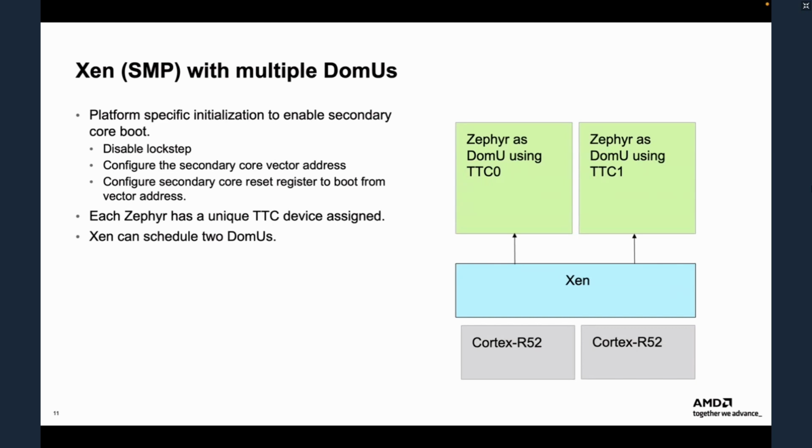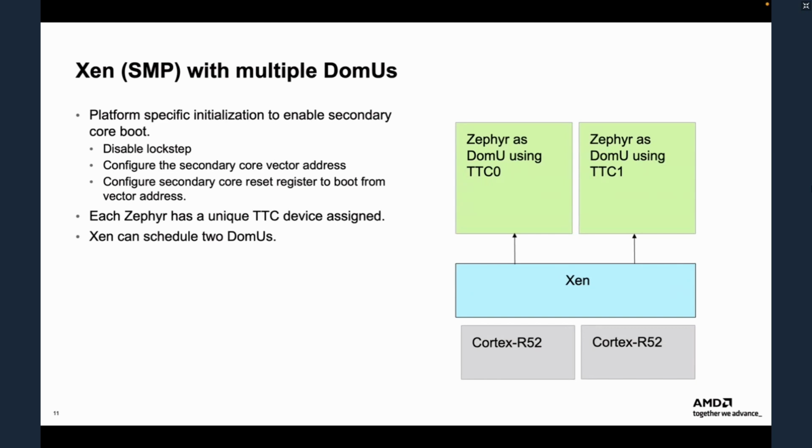So the next logical step was that we wanted to run multiple DomUs because that was our end objective. For that, the first thing needed was that R52s are by default enabled in lockstep mode because it is used for functional safety kind of applications. So one of the initial steps was to disable the lockstep mode. And then we had to configure the secondary core vector address. This actually tells the secondary core from which address to start executing its instructions. It can be a DDR address or it can be a TCM address. So we configured that. And then we configured the reset register to boot from the vector address. When we configured some bits in the reset register, that tells the secondary cores, okay, now you start your execution.